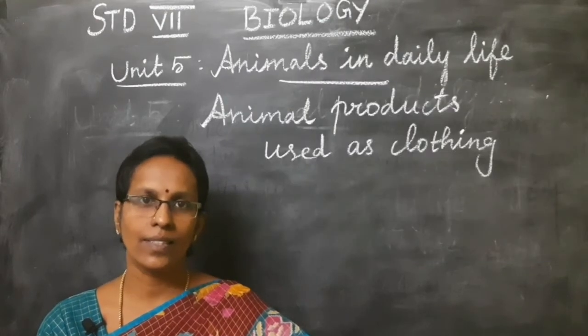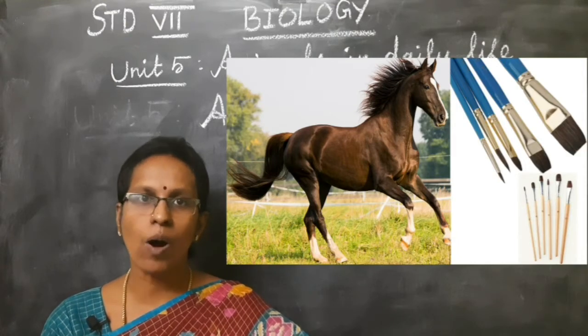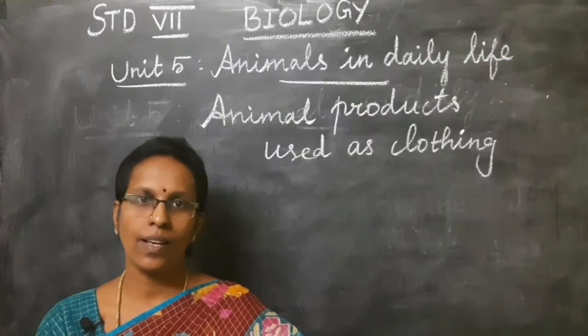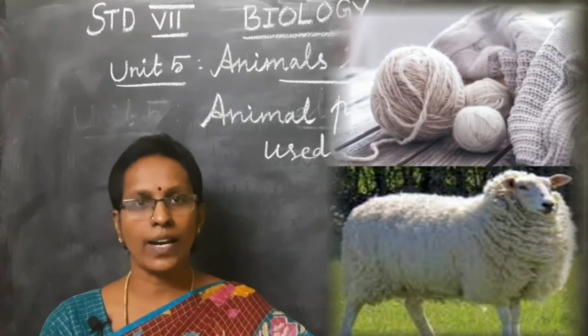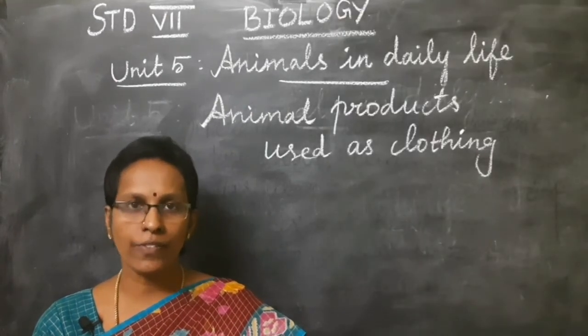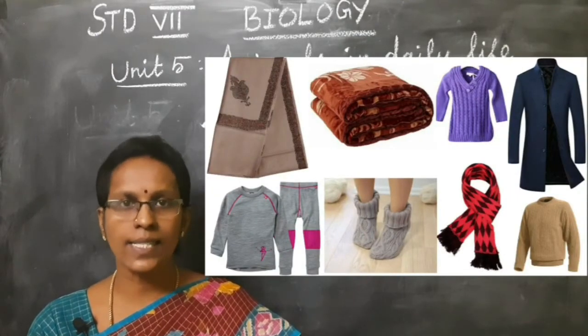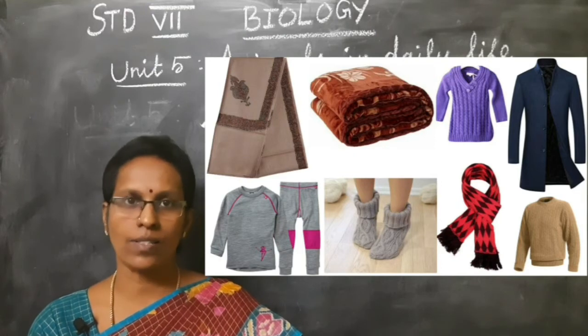Animal hair along with the skin is used to make warm clothes as well as modern style clothes. The horse hair is used as bristles in small painting brushes. The hair of animals like sheep and goat are used in manufacturing woolen clothes, shawls, blankets, mufflers and socks.